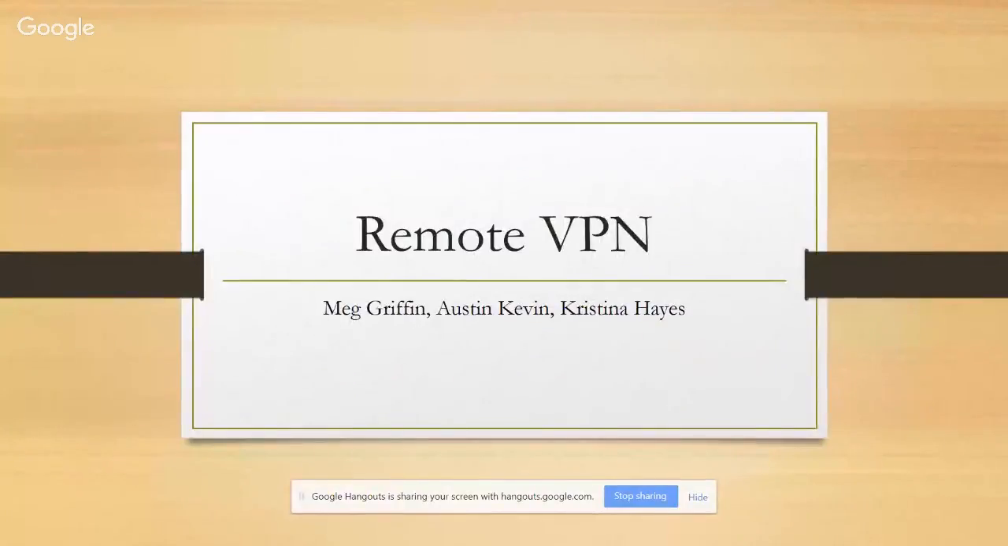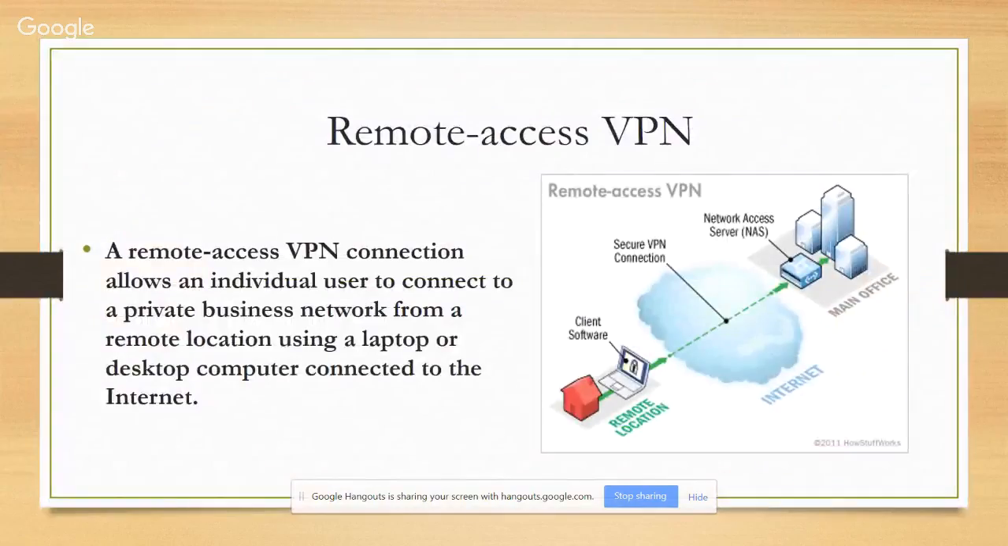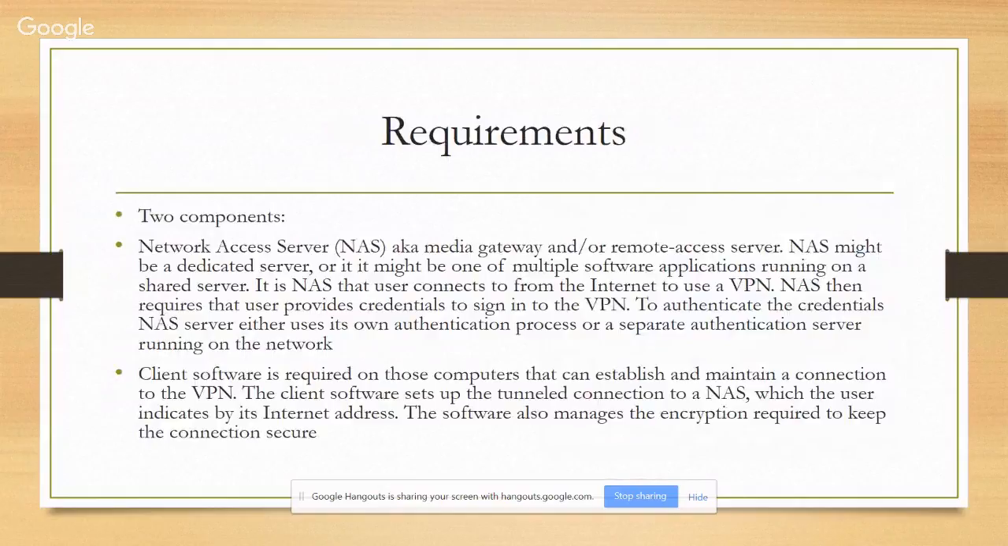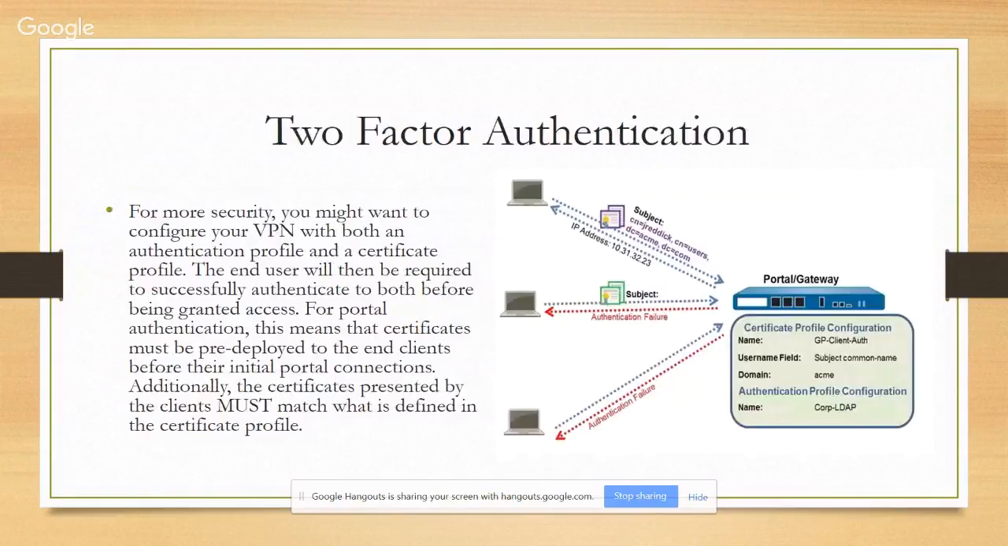So my part was to go over remote VPN. Really briefly, this is what remote access VPN is. It allows clients to connect to the usually corporate networks through the VPN connection, a secure connection. There are usually two components, and we probably all know that already, but just for the review. So network access server plus client software is required. And then two-factor authentication.